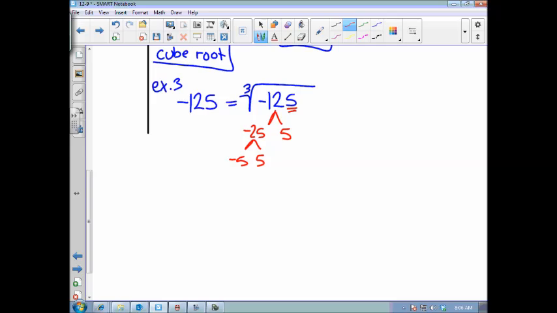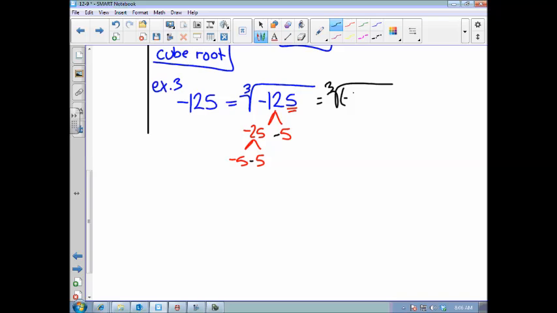Okay, so the rule with the square root up above was that it had to be the same number. We knew the square root of 81 was 9 times 9, because 9 and 9 are the exact same number. Here we're looking for 3 of the same number. Are all these the same number? No, we have a mixture of positives and negatives. So what number times itself 3 times is negative 125? Negative 5 times negative 5 times negative 5. A negative times a negative is a positive, times another negative is a negative. So if we make all these negatives, that would be a working option.